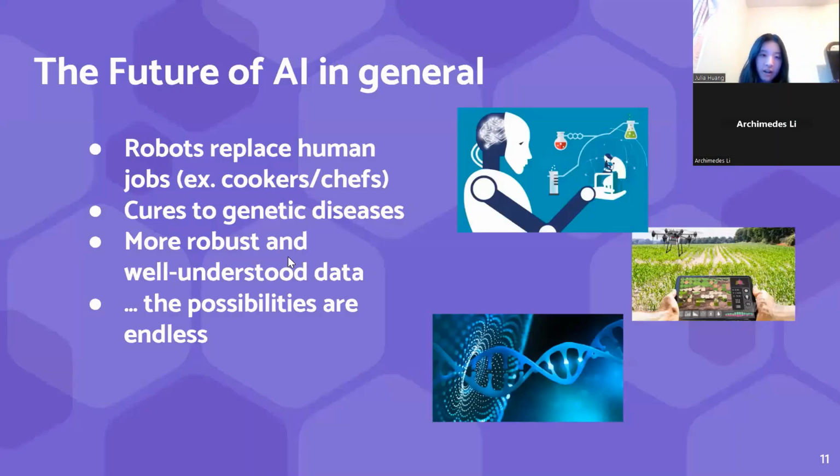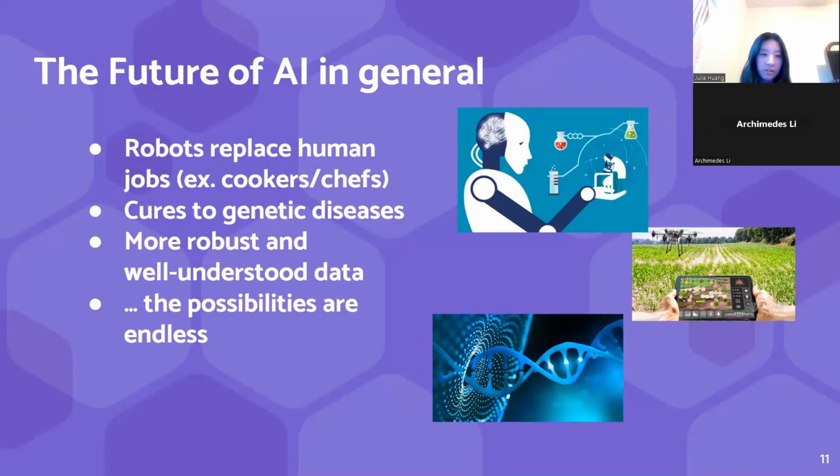So here we're talking about the future of AI in general. We don't really know if this will happen for sure, but we can probably predict that these things may happen. Maybe in the future, robots might be replacing human jobs, for example, cooks and chefs. If robots already know how to turn on the stove and flip a pancake, then they could probably learn basic human cooking. Eventually they could be learning harder recipes, so eventually robots might be replacing human chefs and cooks.